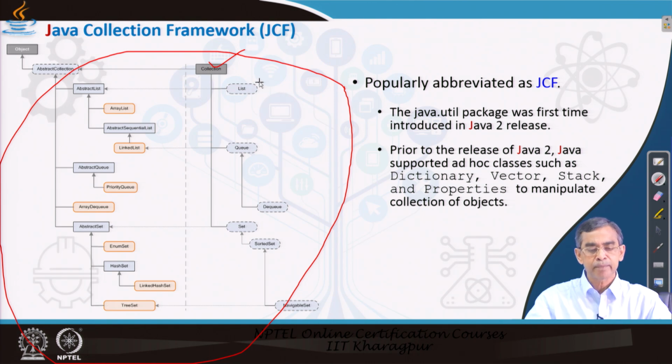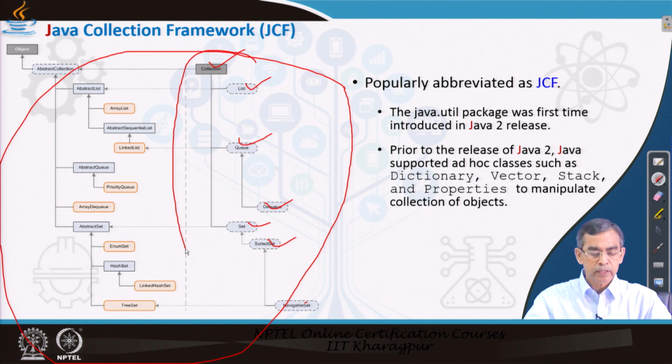Now, the ones within the dotted line are basically interfaces. Under this collection there are certain interfaces declared which extend the collection. So, this is one interface that extends collection, queue is an interface, dequeue, set, sorted set, navigable set, all these things are there, and there is a hierarchy: list extends collection, queue extends collection, dequeue again extends queue which extends collection, like this. So, these are the hierarchies.